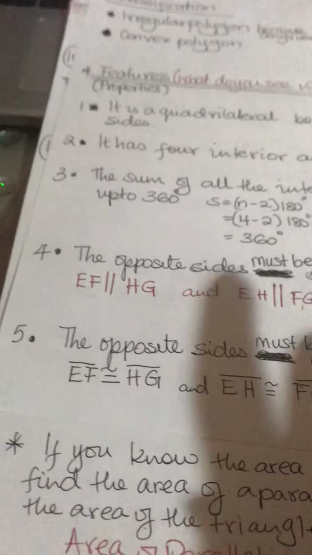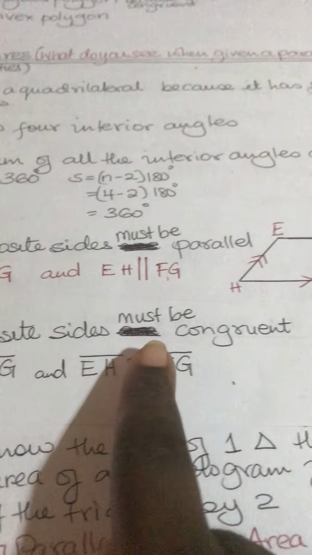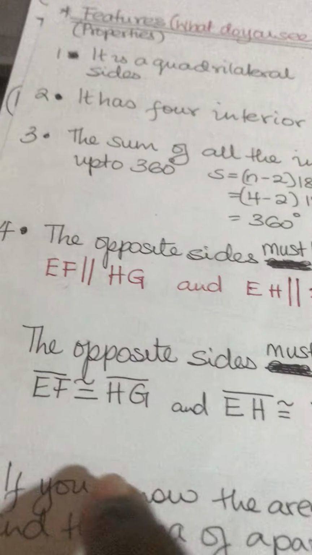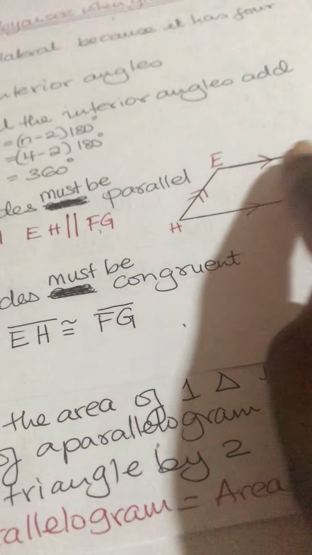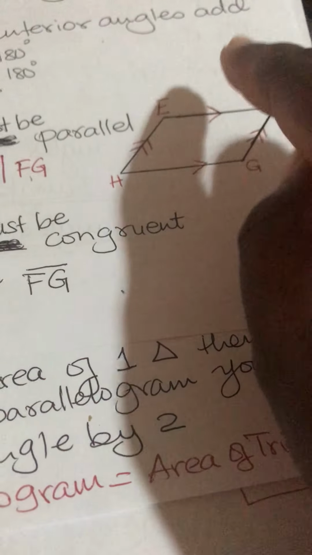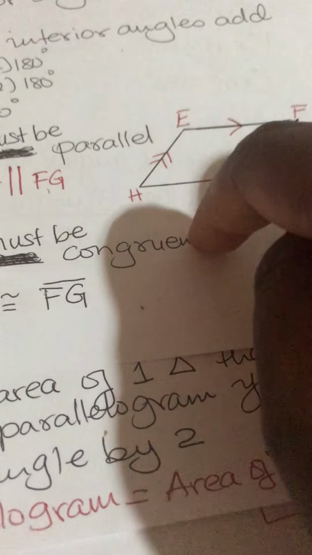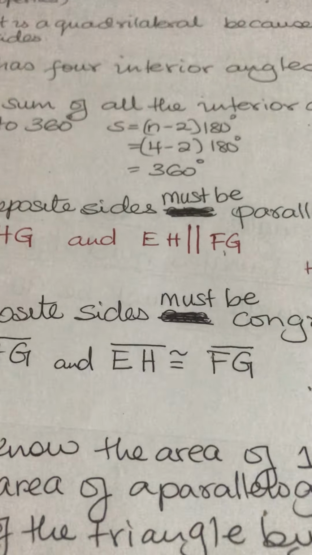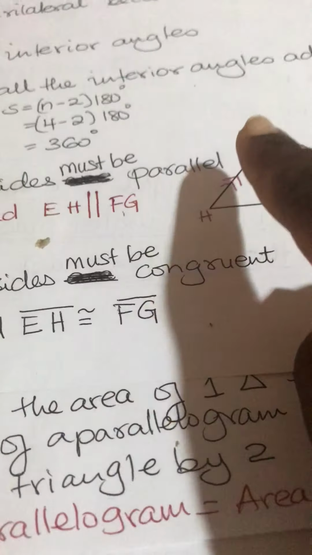All right. We know that the opposite sides must be congruent. They must be congruent. EF is equal to HG. If I write 8 here, I will write 8 here. Opposite sides of a parallelogram will always be congruent. Always. If I write 3 here, this must be 3. Okay?